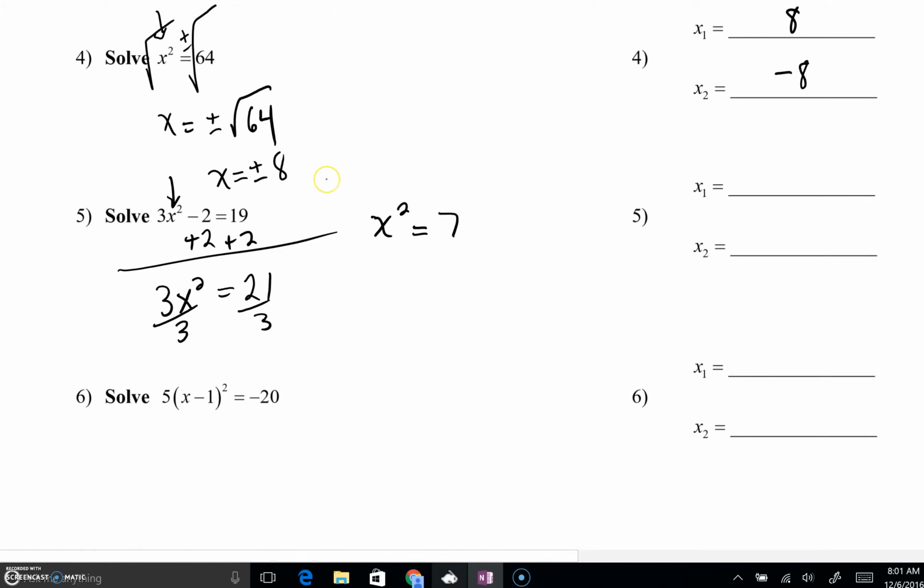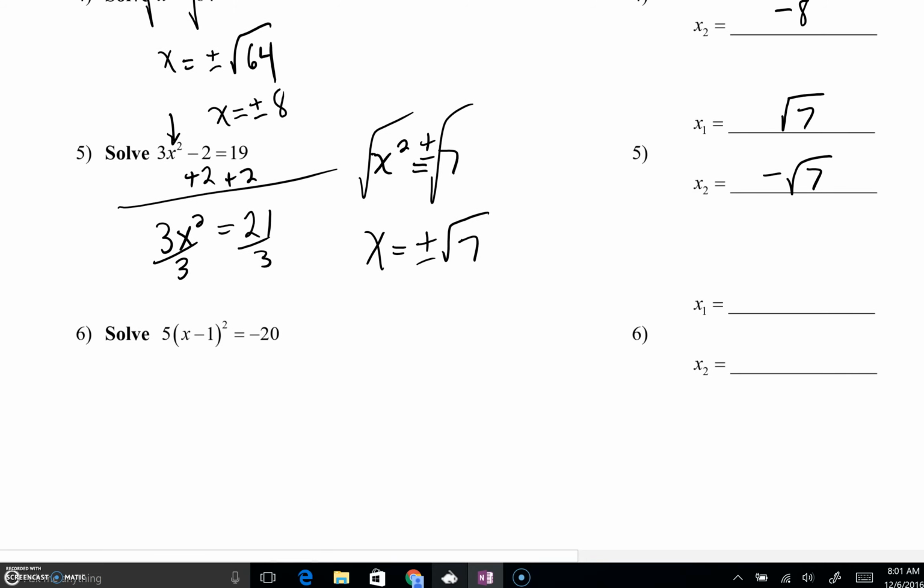At this point, now it looks just like number 4. I can go ahead and take my square roots. There are 2 of them, and 7 is a prime number. You cannot reduce that radical any further. We're done.